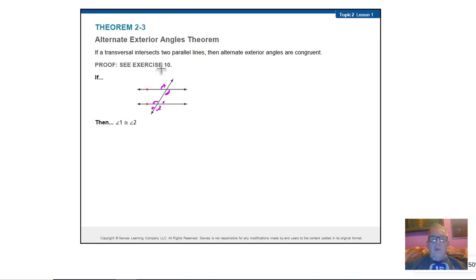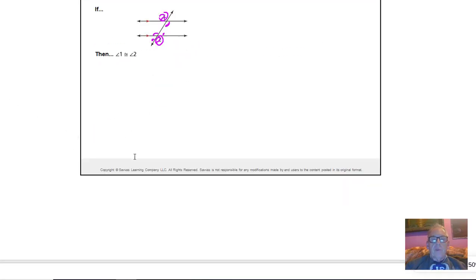But with this theorem, alternate exterior angles are congruent. If you have parallel lines cut by a transversal, without having to do any argument, we know that the opposite outside angles, exterior angles, have to be congruent to each other. Let's move on.